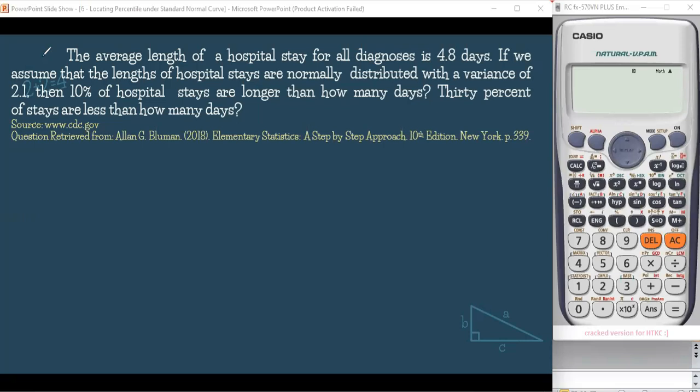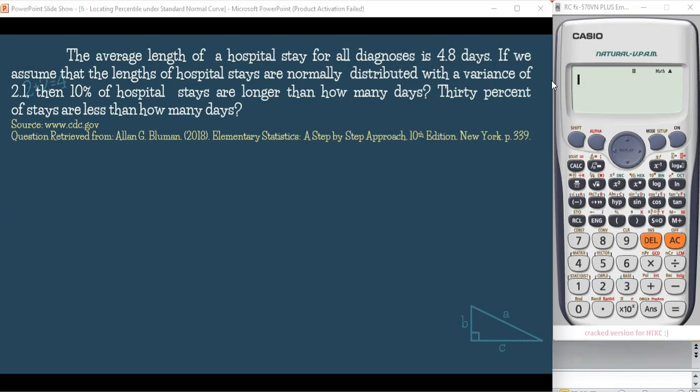So what if we have this example? The average length of hospital stay for all diagnoses is 4.8 days. If we assume that the lengths of hospital stays are normally distributed with a variance of 2.1, then 10% of the hospital stays are longer than how many days? 30% of stays are less than how many days?